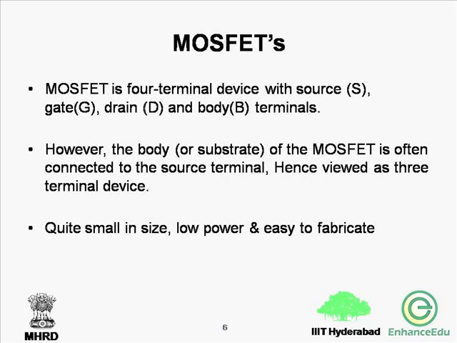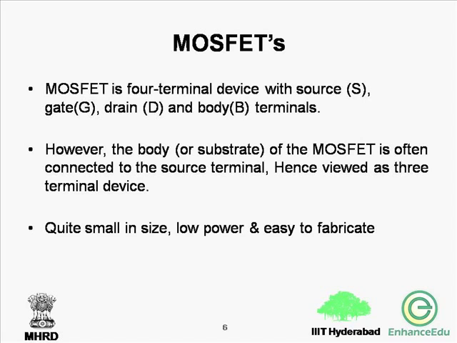Metal oxide semiconductor FETs, that is MOSFETs, are actually four-terminal devices with the four terminals being the source, represented as S, gate, G, drain, D, and the body, B terminals. However, the body or the substrate of the MOSFET is often connected to the source terminal. Hence, this device can also be viewed as a three-terminal device.